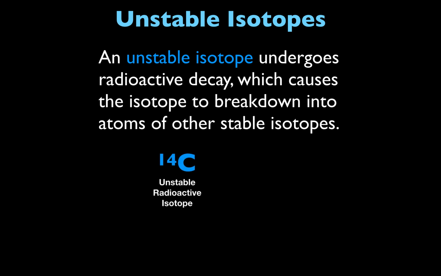This is the symbol for carbon-14. Carbon-14 is an unstable radioactive isotope. Over time, because it's unstable, it's not going to stay carbon-14 for the rest of its life. It's going to turn into nitrogen-14, which is what we call a stable disintegration product. Carbon-14 will always turn into nitrogen-14.